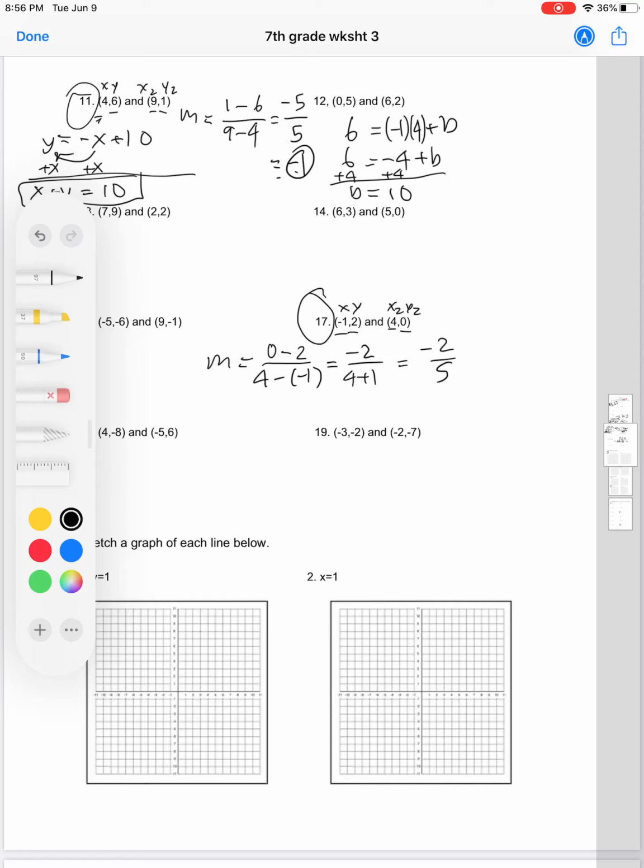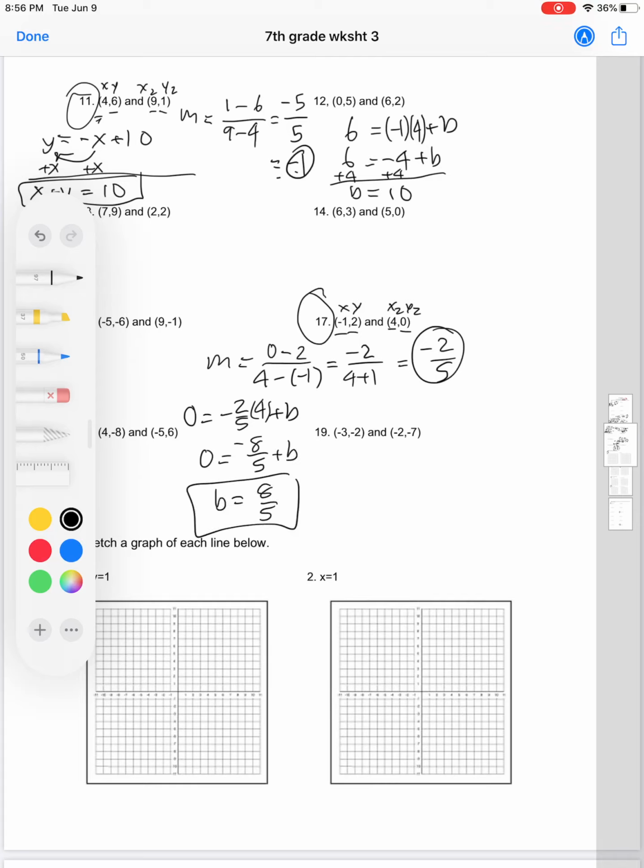Okay, so now we know what the slope is. Now we can move on to finding our y-intercept, which is y equals, because we know what the slope is, we can replace that, negative 2 fifths x plus b. And we know what our x and y is because we know a point. So what we can do is substitute. We have y2, which is 0, x2, 4. Multiplied together, negative 8 fifths equals 0 plus b. So that means b is equal to 8 fifths.